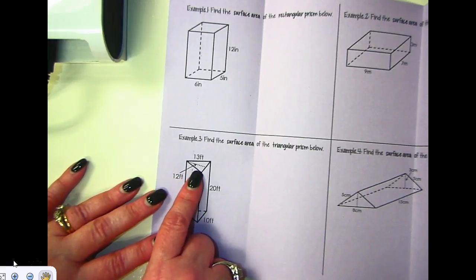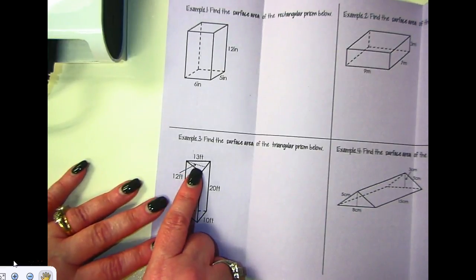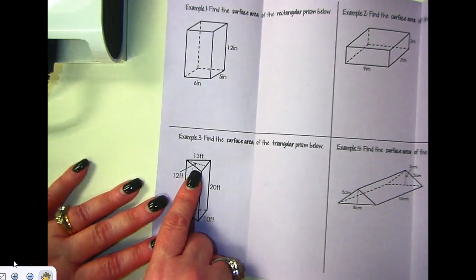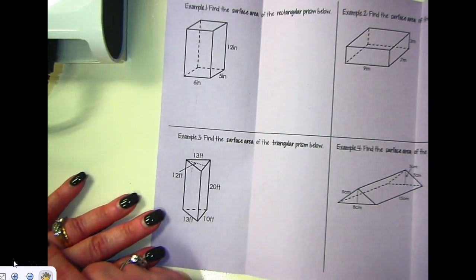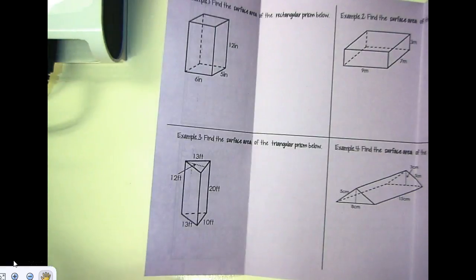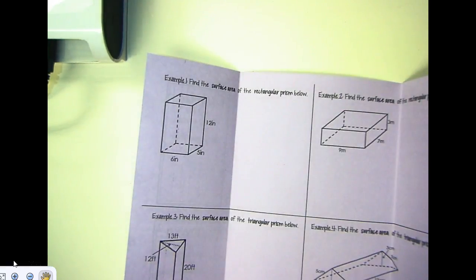So that's not a circle, that's a triangle. How do we find the area of a triangle, Jesse? 1/2 base times height. So we have to make sure that we use the right formula for triangles. All right, so we're going to just go ahead and jump right in right here to example 1.